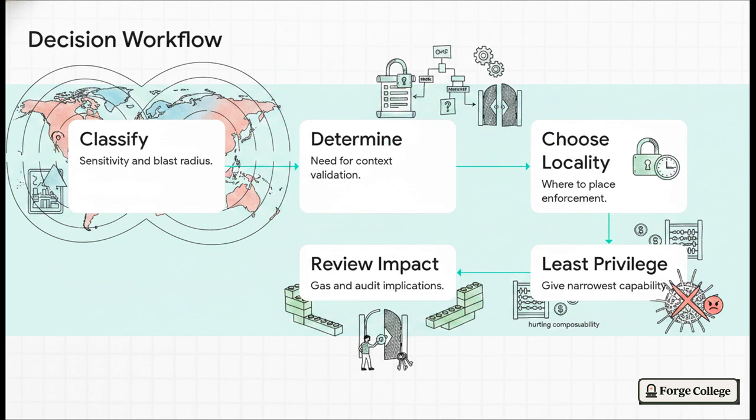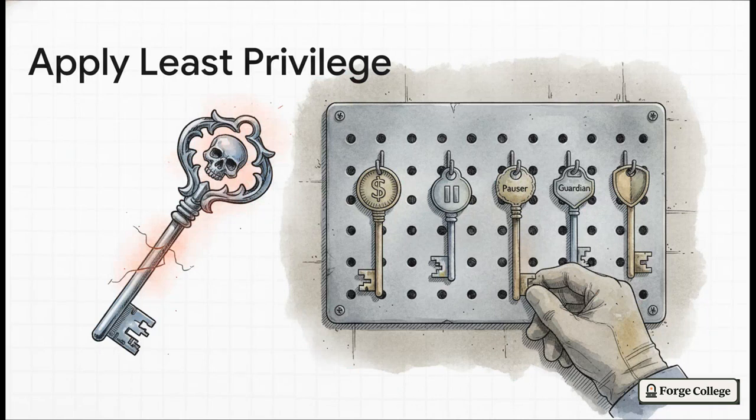Because remember, composability is just a fancy technical term for how easily your smart contract can seamlessly snap together with other protocols, kind of like Lego bricks. If your security gates are way too convoluted, absolutely no one is going to be able to integrate with your factory. I really want to zoom in on step 4 for a second, applying least privilege.